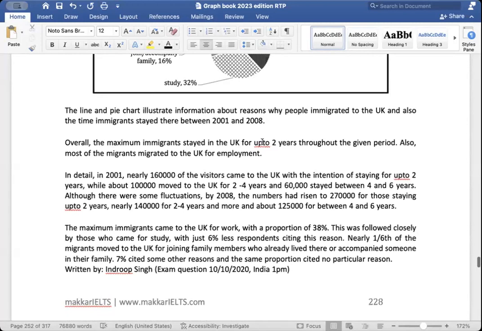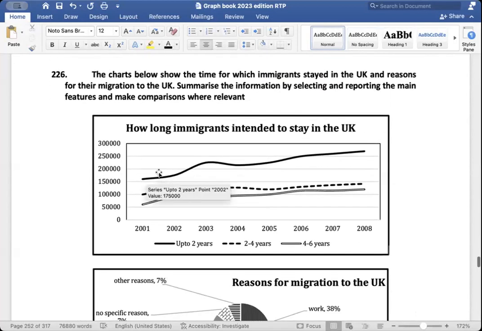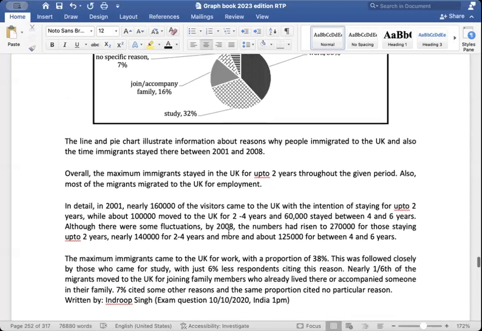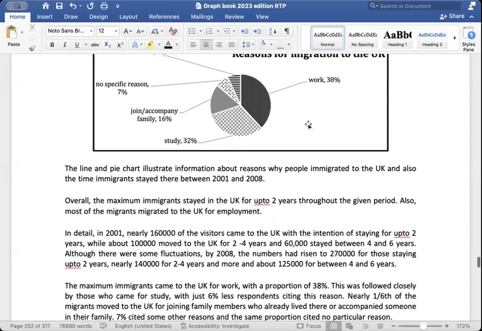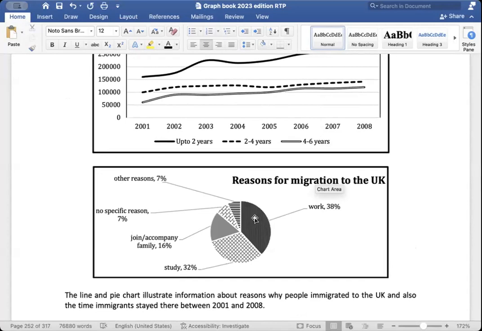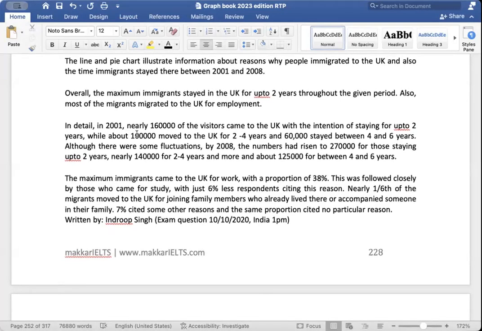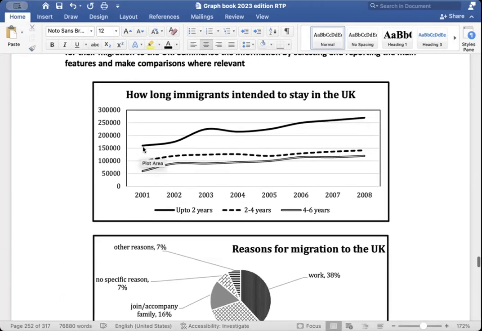Overall, the maximum immigrants stayed in the UK for up to 2 years throughout the given period. This is up to 2 years. And you can see the maximum immigrants, okay, stayed for the entire period. The maximum stayed there for up to 2 years. Up to 2 years means 2 years or less than 2 years. Okay. Also, most of the migrants migrated to the UK for employment. Here you can see this is for work. This is the maximum percentage. Now, in detail, in 2001, nearly 160,000 of the visitors came to the UK with the intention of staying for up to 2 years. This is a little above 150, 160,000 have written. Fine.